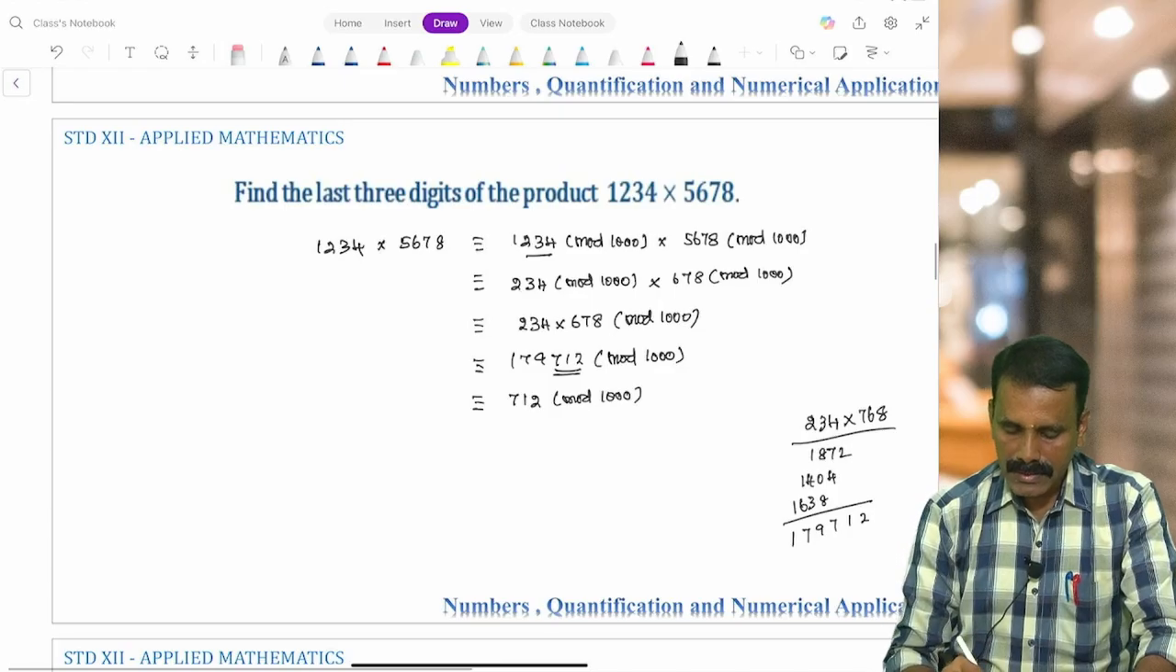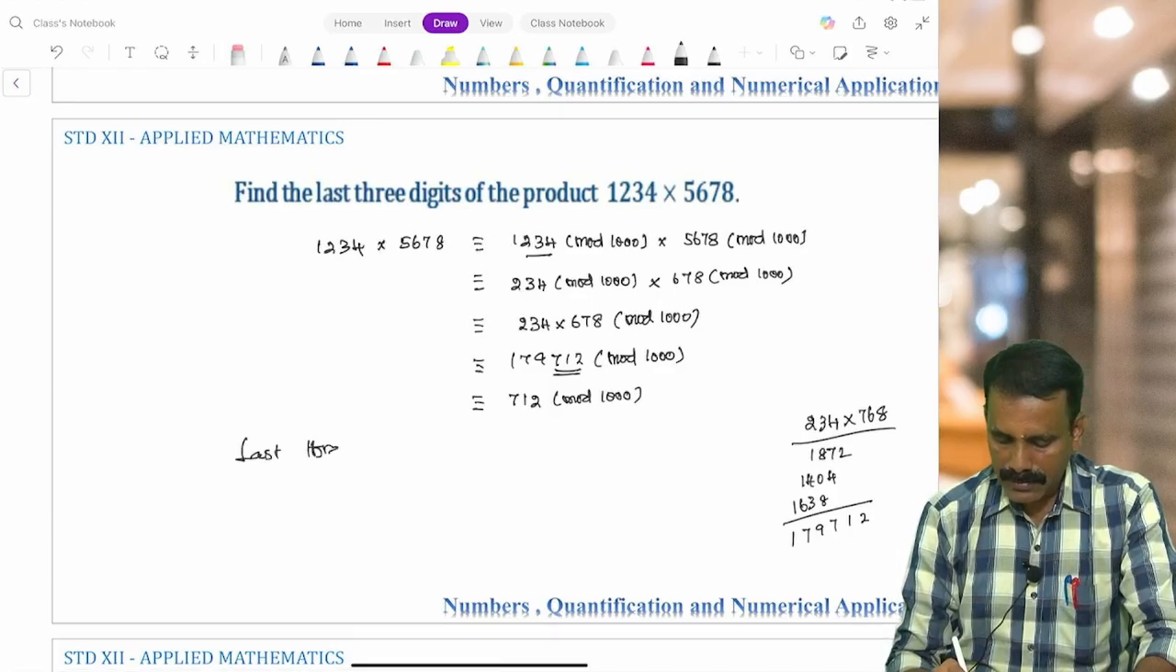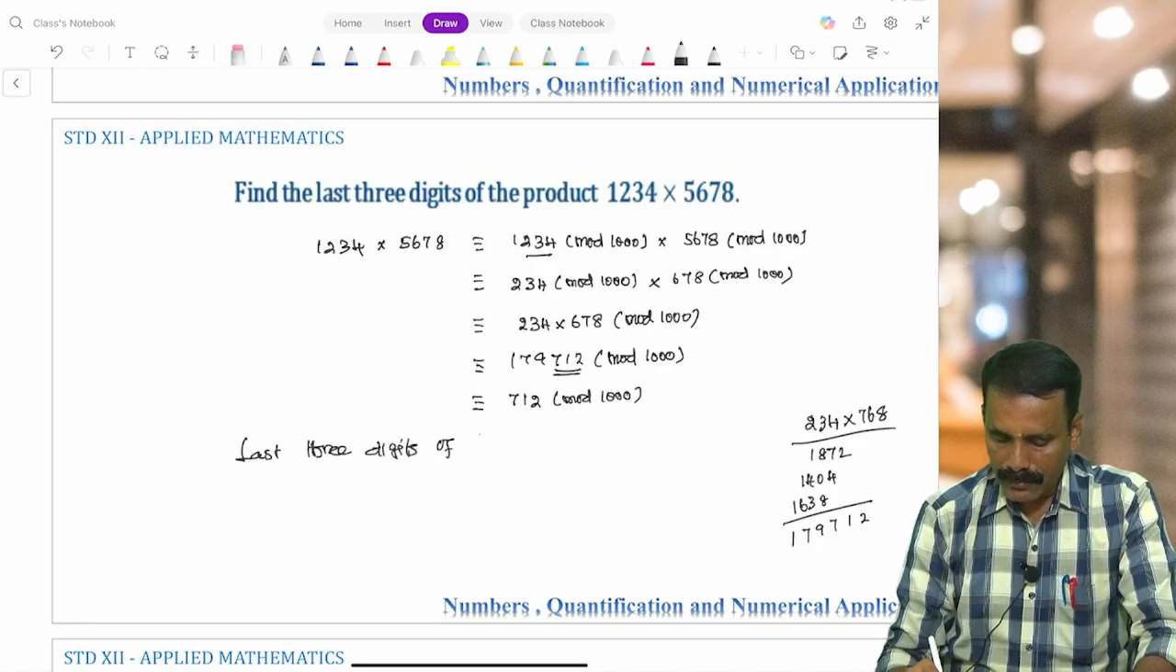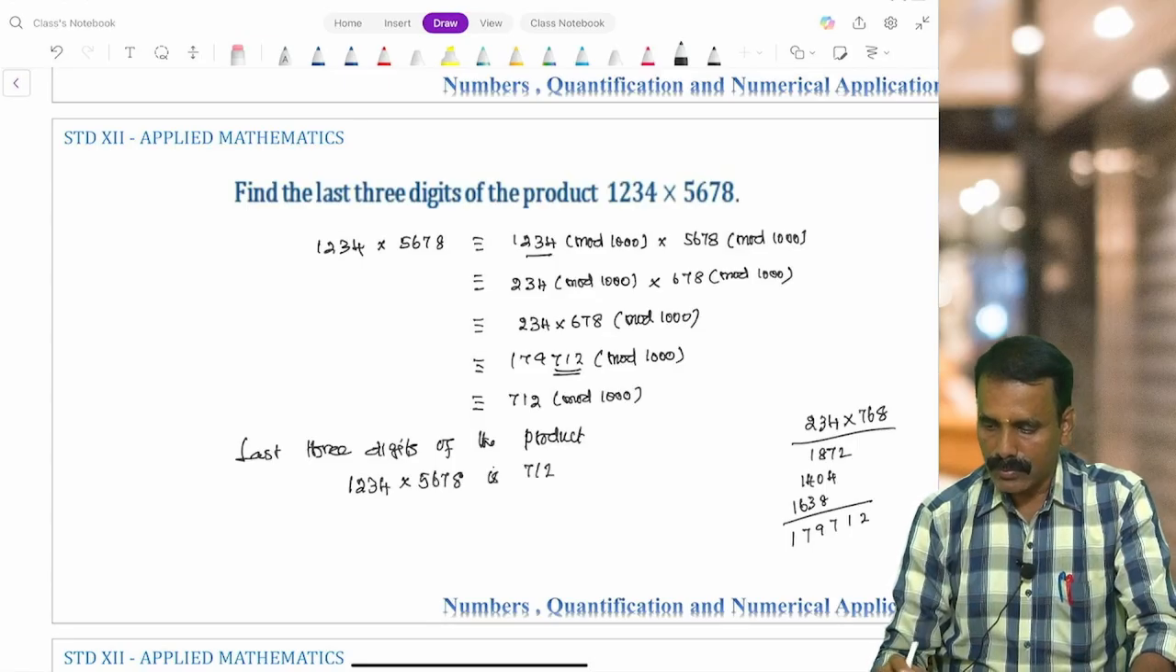So our final answer is the last 3 digits of the product 1234 and 5678 is 712.